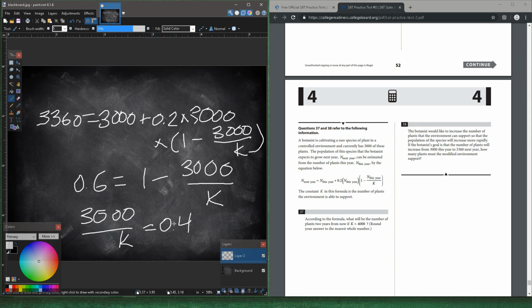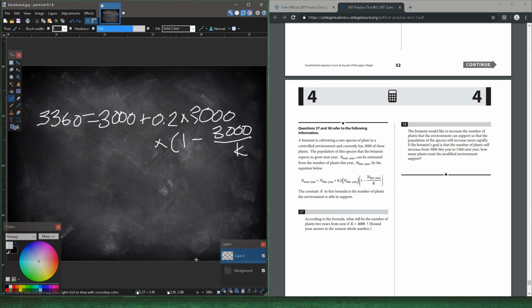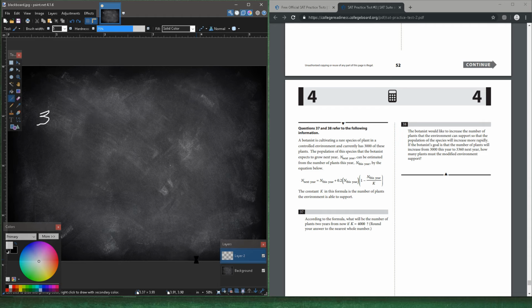And 3,000 divided by 0.4 is 7,500. So k is 7,500, and that's the final answer for 38. Pretty simple question. You just plug in all the variables you have and solve for the last variable. So in this case, you're solving for k, and you plug in everything else.